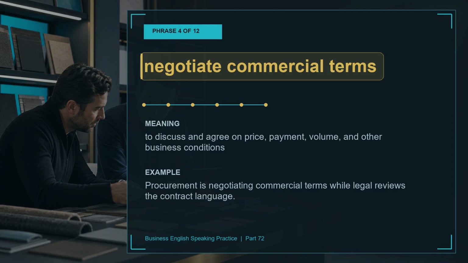Commercial terms determine the financial and operational basis of a purchase. Negotiation may cover discounts, payment timing, or commitments. Use this phrase separately from technical and legal discussions. Now repeat. Negotiate commercial terms.